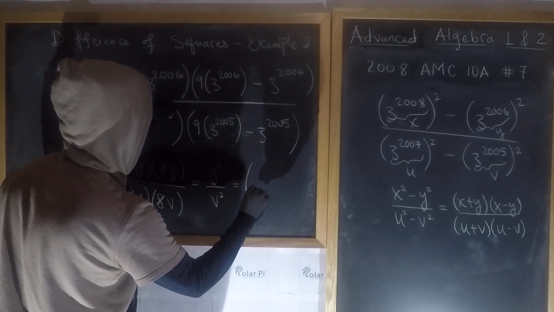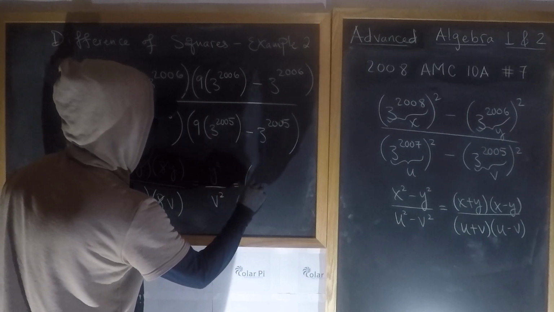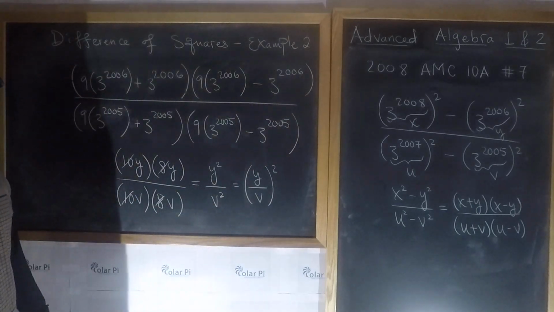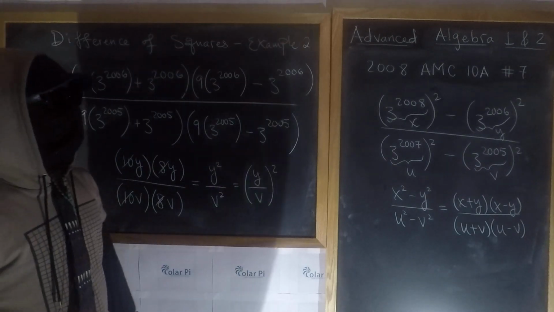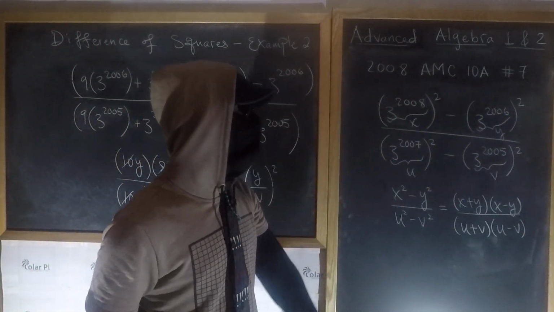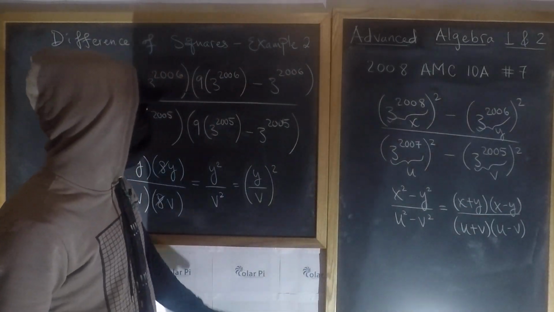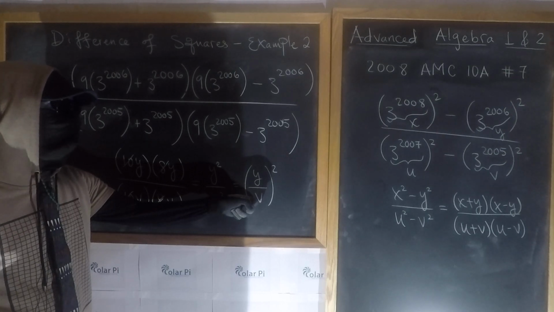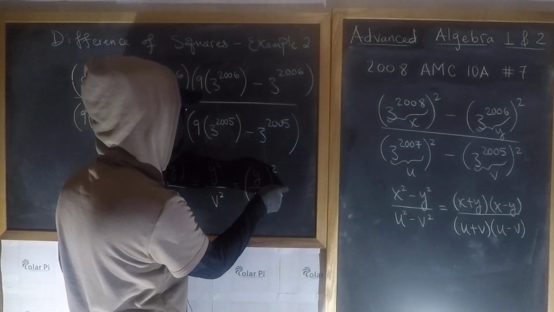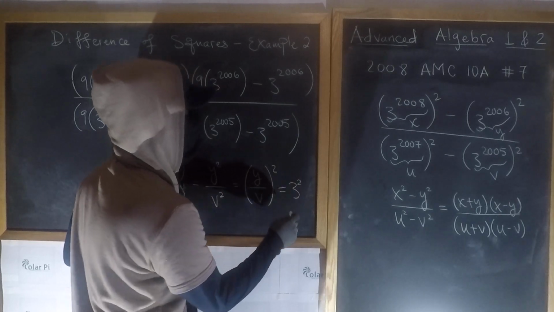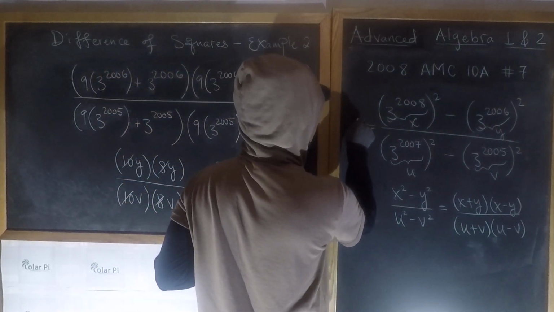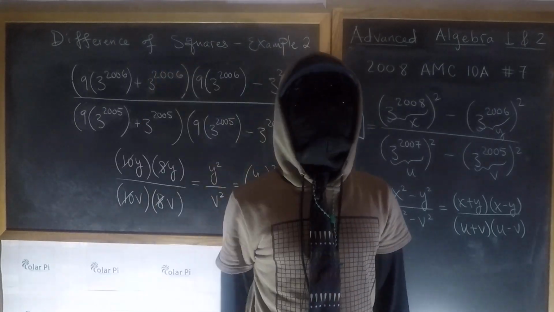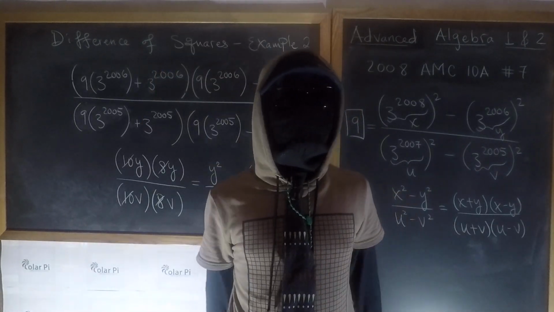Which, if I so chose, I could write as y over v all squared. But wait, what is y and what's v? y is 3 to the 2006, v is 3 to the 2005. So what's 3 to the 2006 divided by 3 to the 2005? That's just 3. So what we have is 3 squared, which means that this quantity here is equal to 9. Okay, cool. I hope you enjoyed this, and more to come. Keep watching. Take care.